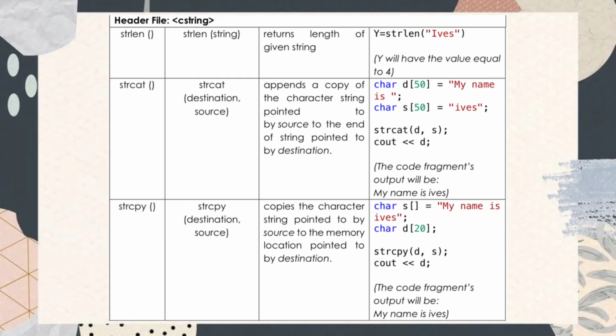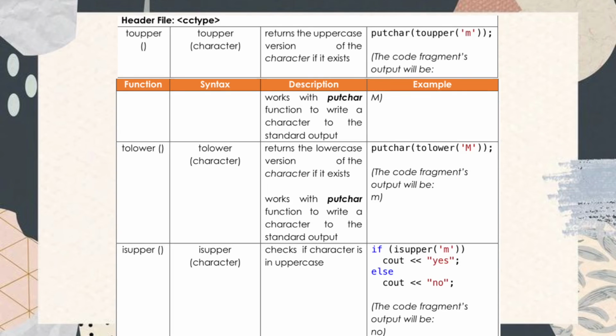strcat(destination, source) appends a copy of the character string pointed to by source to the end of the string pointed to by destination. strcpy(destination, source) copies the character string pointed to by source to the memory location pointed to by destination.